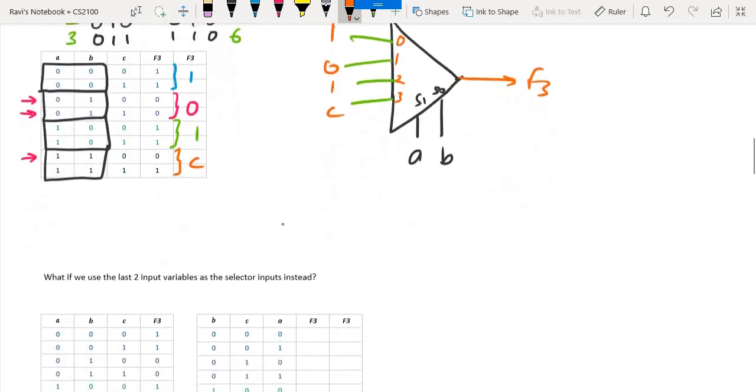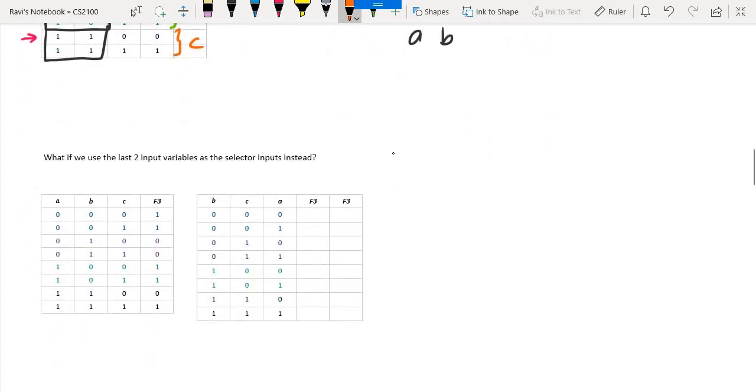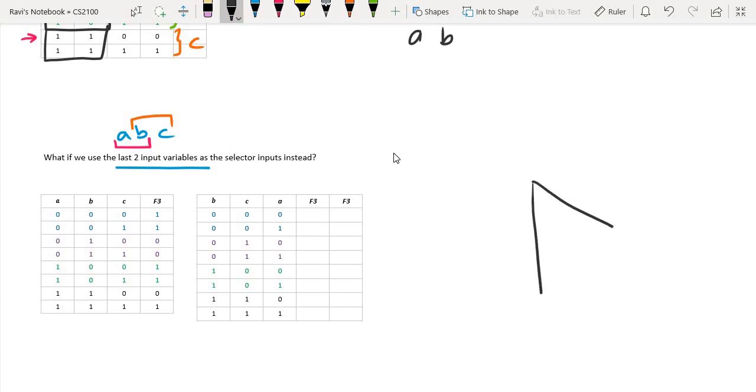Okay, so the question also asked us to consider this, where what if we use the last two input variables? So when we have three input variables, A, B, and C, all the while we were using A and B. Now we are saying, why don't you use B and C, as a selector input? So if I were to draw the multiplexer here, basically what I'll have is B and C come here.